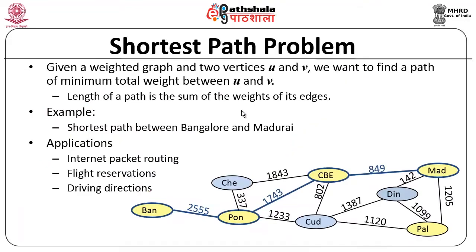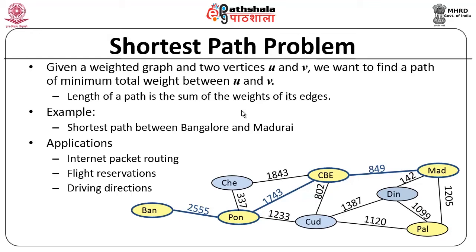So, let us first define in layman's terms the meaning of shortest path algorithm. Given a weighted graph and two vertices u and v, we want to find a path of minimum total weight between u and v. This is the simplest definition of a shortest path problem. So, you are given a weighted graph and you have two vertices u and v. You want to find a path. There are many paths that can take you from u to v. You want to find the path with the minimum total weight.